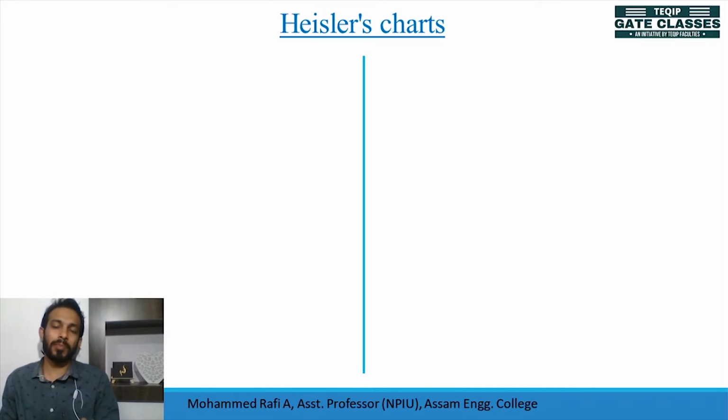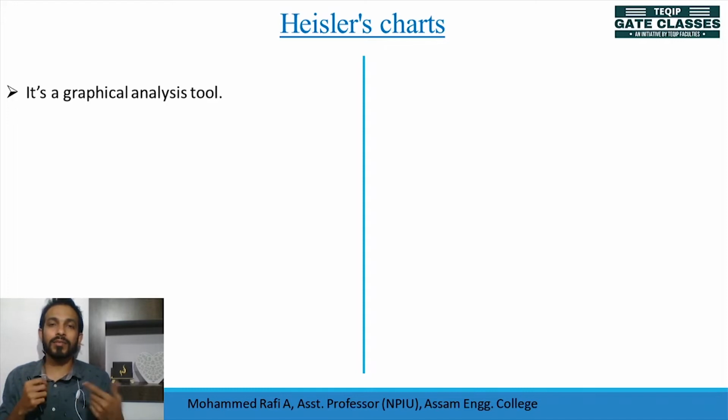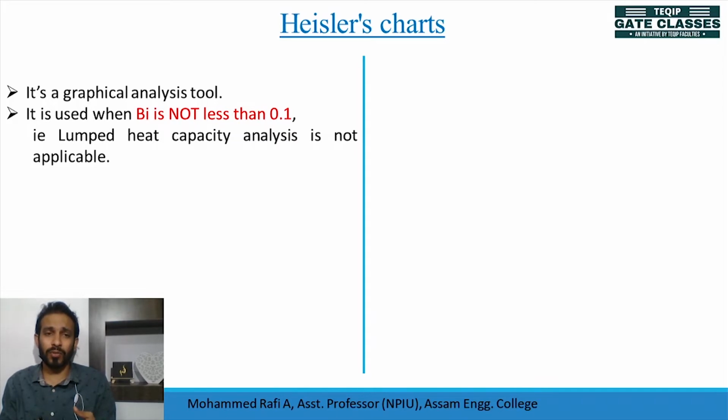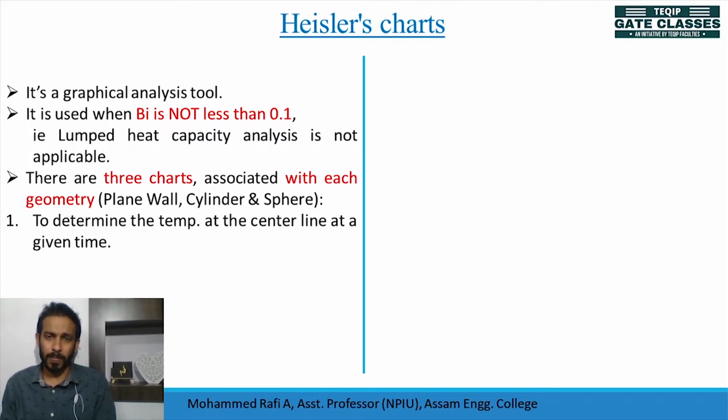So anyway, what I wanted to discuss here is how to approach any unsteady heat transfer problem where the Biot number is greater than 0.1. That means the Biot number is not less than 0.1, so you cannot use lumped heat capacity analysis. Another method is a graphical method, which is proposed by Heisler. There are some other modifications also. From the GATE exam point of view, I am just giving you a brief discussion about all these charts.